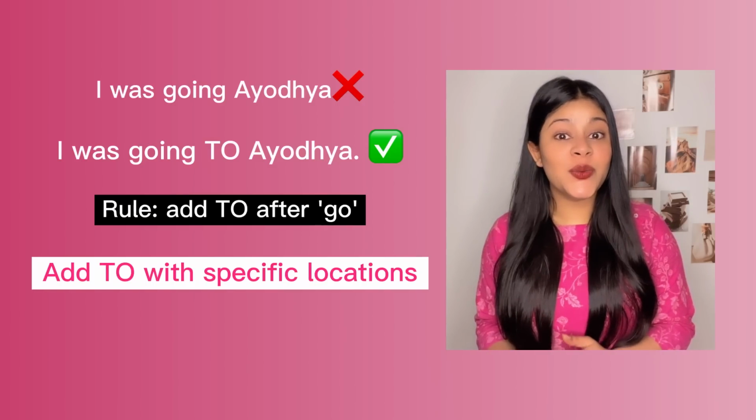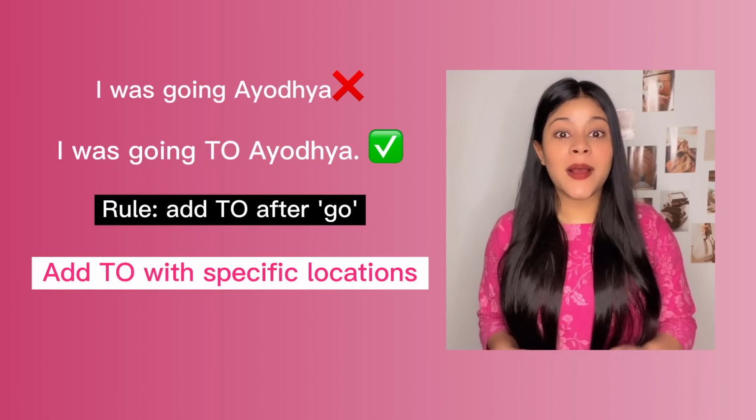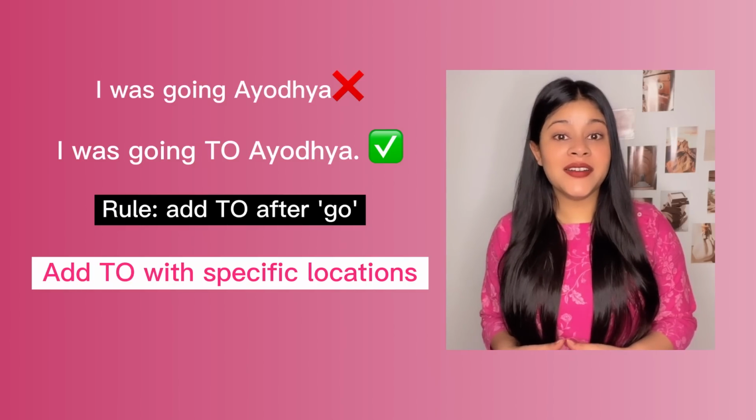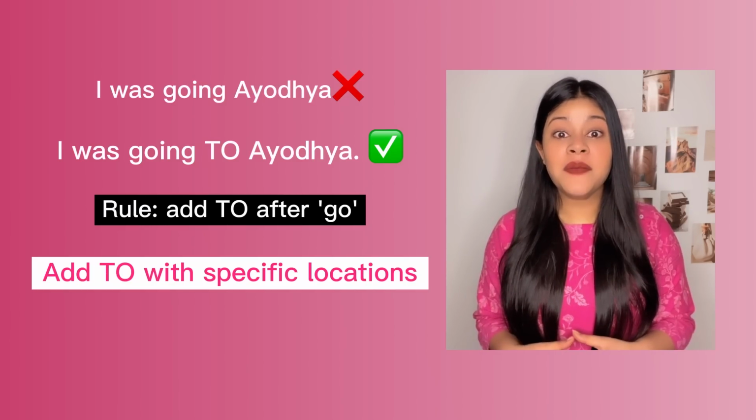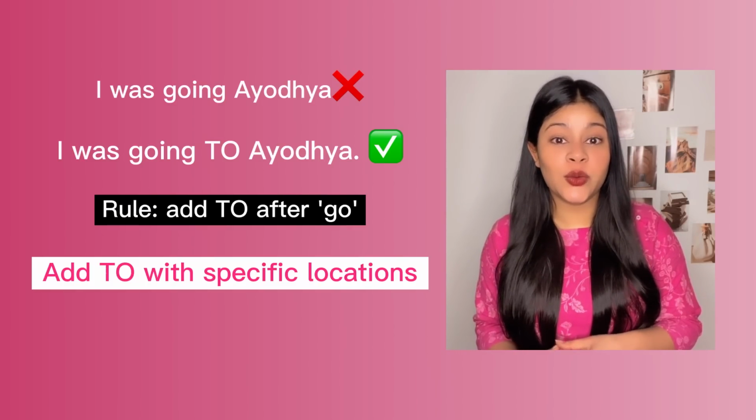We use to with go when we are talking about specific locations. Specific locations you can mark on a map. For example, London. Can I mark London on a map? Yes, I can. Can I mark my workplace on a map? Of course I can. Again, this is also a specific location.